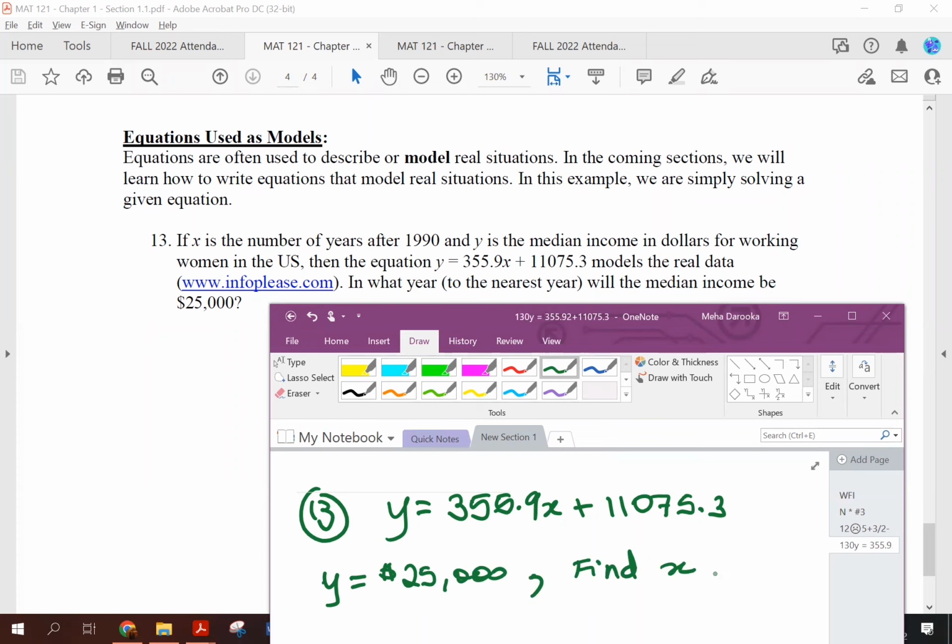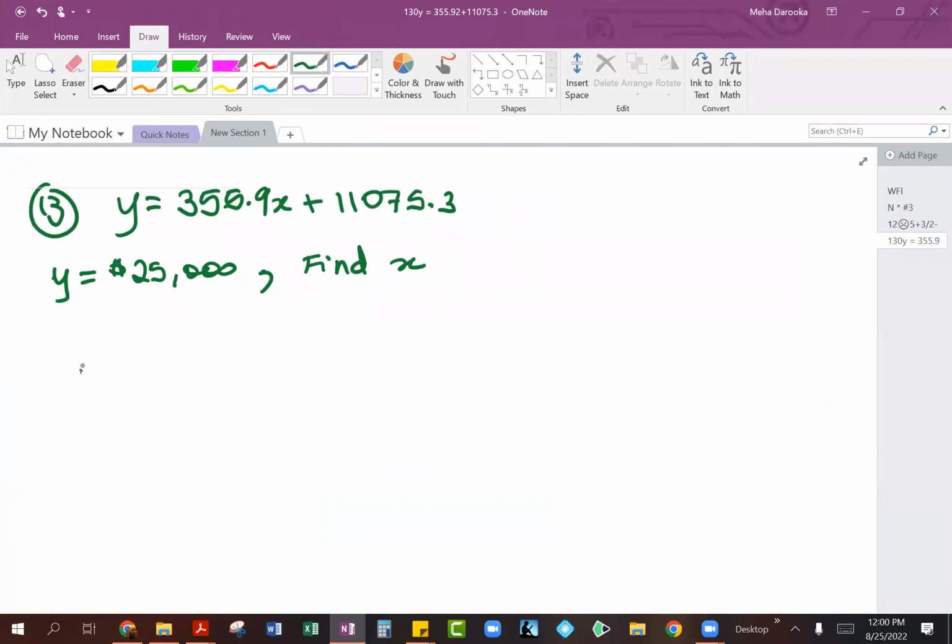Okay, so that's kind of where we are at. So we're plugging in the 25,000 for the Y value. And then you have 355.9x plus 11,075.3. So I'll give you a couple minutes to work through this, and then let's compare the answers you come up with.